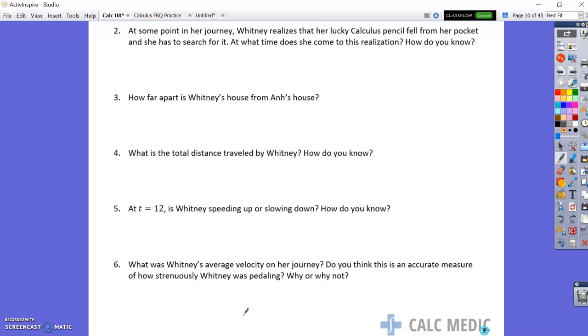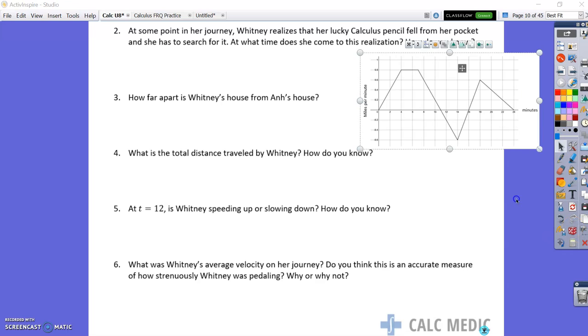Then, at some point in her journey, Whitney realizes her lucky calculus pencil just fell out of her pocket. At what time did she come to this realization, and how do we know? So I went ahead and grabbed the picture of the graph so I could keep looking at it. Yours, of course, is on the same page. Her calculus pencil fell out of her pocket, and how do you know?